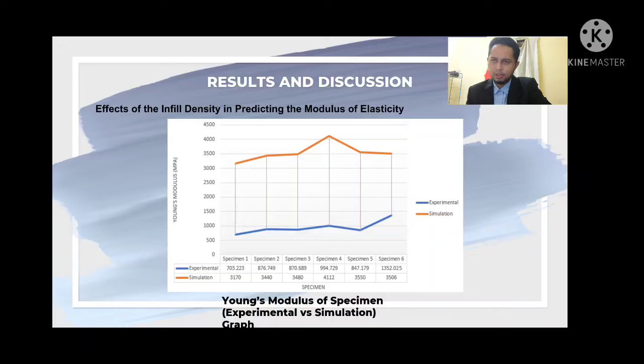This is not the case for simulation tests. The trend of the Young's modulus on the simulation does not follow a specific trend. From 0 to 20% infill density, the Young's modulus increases. The Young's modulus then increases slightly from 20 to 40%. From 40 to 60%, the increment of Young's modulus is the highest. There is a large reduction in Young's modulus from 60 to 80%. For the last infill density, which is 100%, the Young's modulus reduces a little.